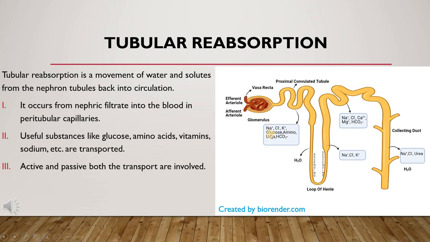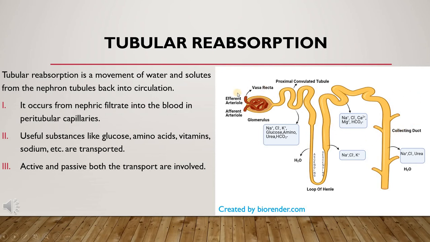The substances in the filtrate such as glucose, amino acids, vitamins, and sodium are absorbed by active transport, while nitrogenous bases and water are reabsorbed by passive transport. As we know, 180 liters of glomerular filtrate are formed per day and the amount of urine released is just 1 to 1.5 liters per day. This is because about 99% of the filtrate is reabsorbed in the renal tubules during the process of reabsorption.